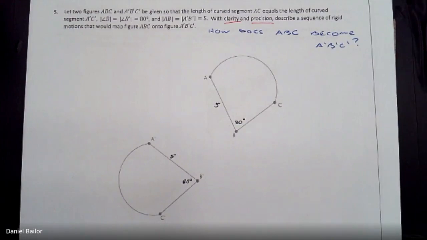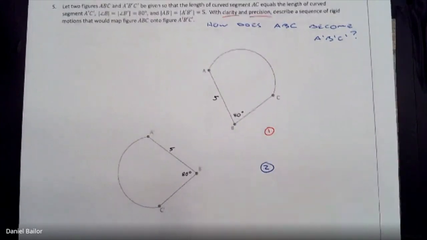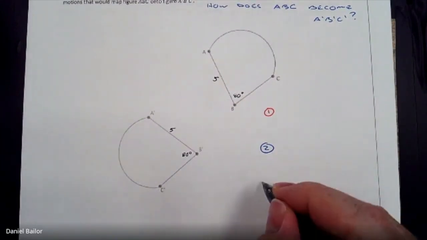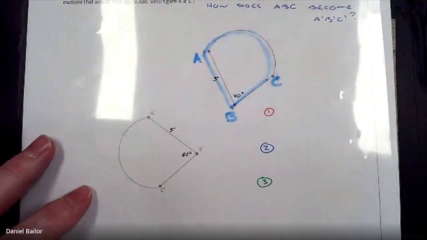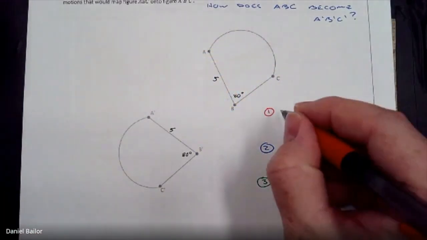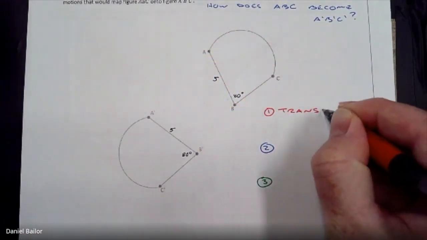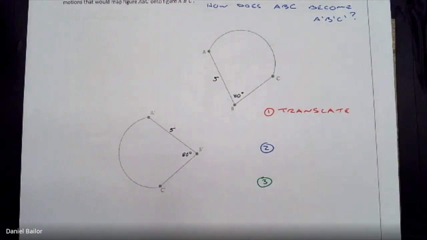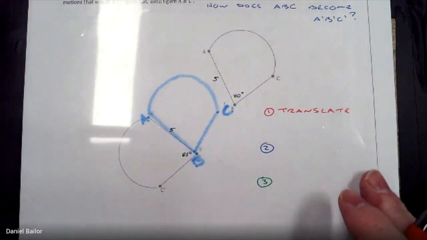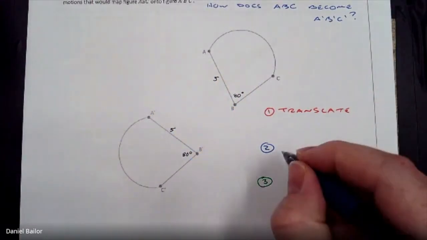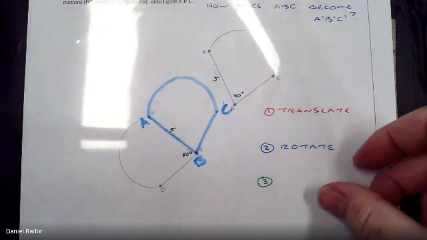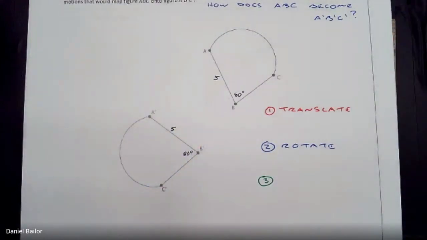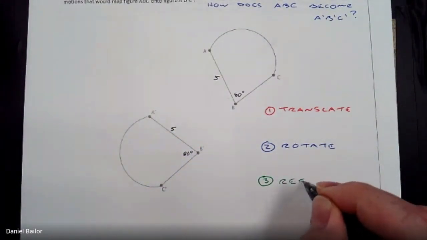So the first thing I did, we have step 1, we have step 2, and we will have step 3 because we used all 3 rigid motions. Step 1, remember, was a slide. So the first thing I need to do is translate, because we don't say slide. After I translated, I did a spin, but we don't say spin. We say rotate. And then the last step was a flip, but we don't say flip. We say reflect. So those are my 3 steps.